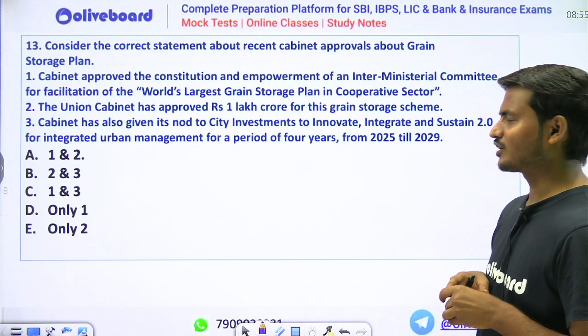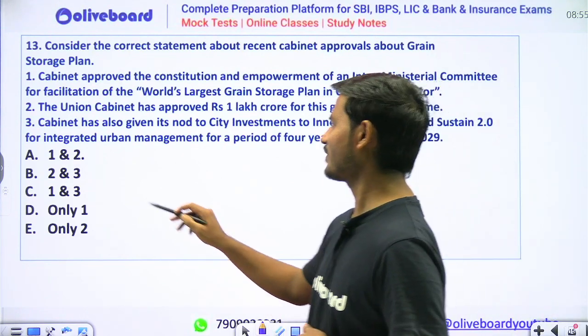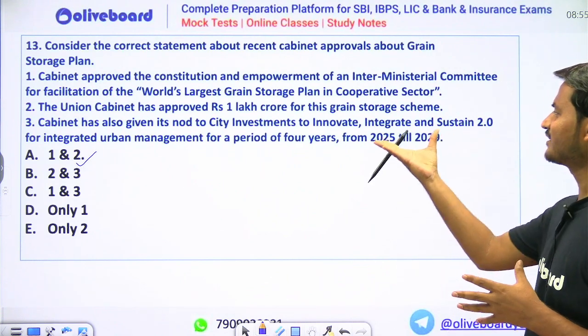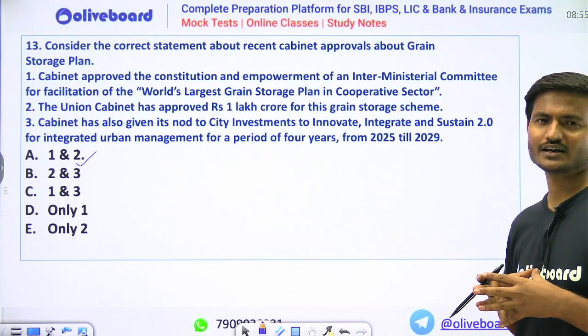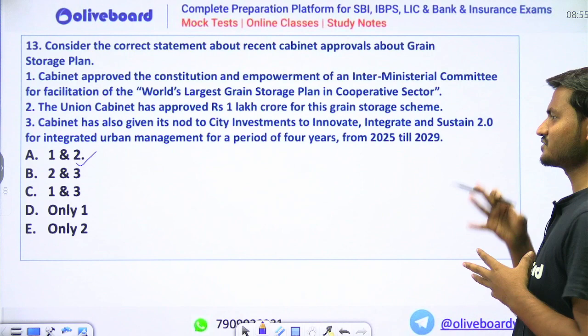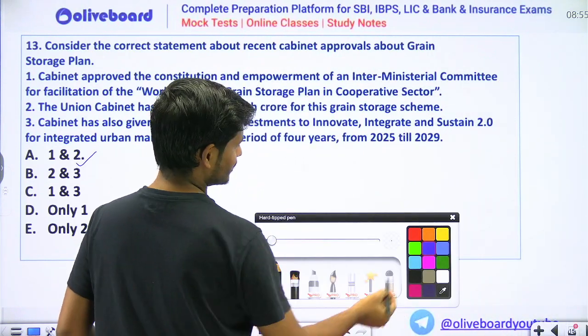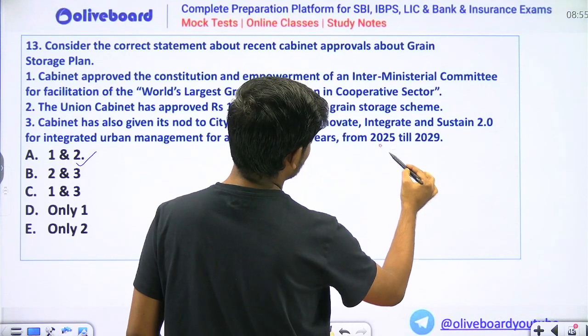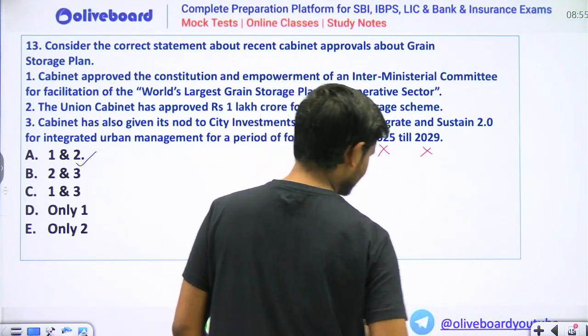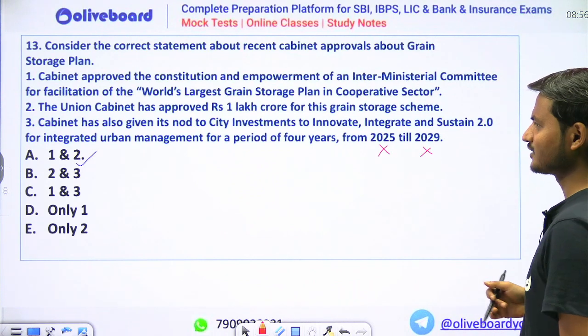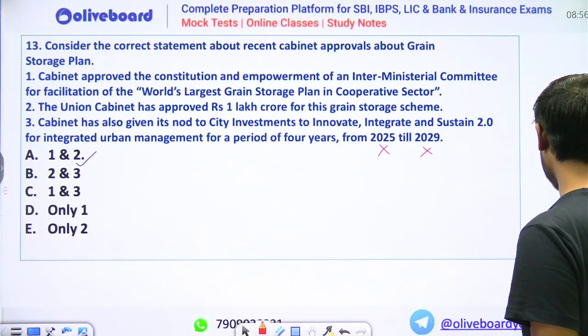This might not be correct, and yes, this is not correct. Why? Because it has given a specific date in the option. The dates might vary from 2024 to 2028 or 2023 to 2027. So these are very confusing statements. If you know the answer then good, if you don't know, just try to eliminate it, because it is having a date and generally such dates are not correct. Okay, so here the correct option is 1 and 2.